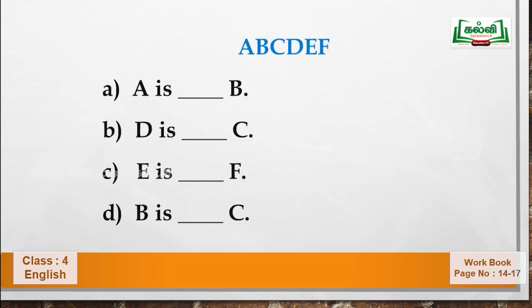Then we have alphabets. A, B, C, D, E, F. What is after E? We have F. What is before D? Yes, we have C. A is before B. D is after C.